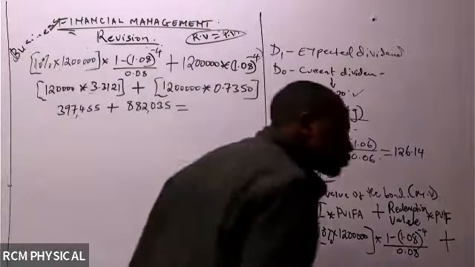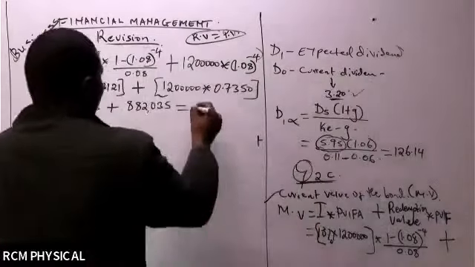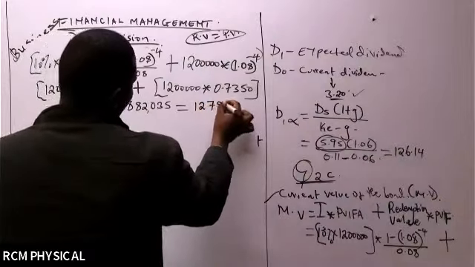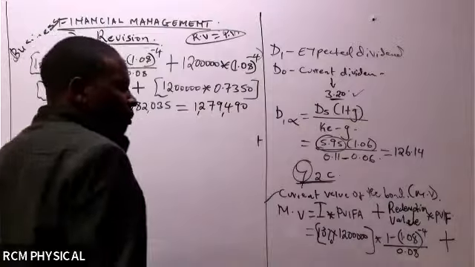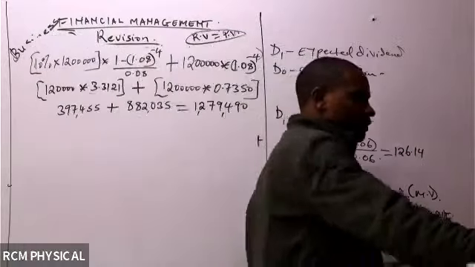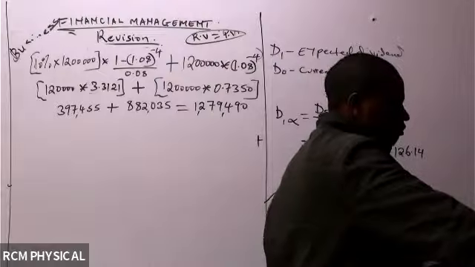You're getting 1279.8. So that is the market value of the gold. The market value of the gold.